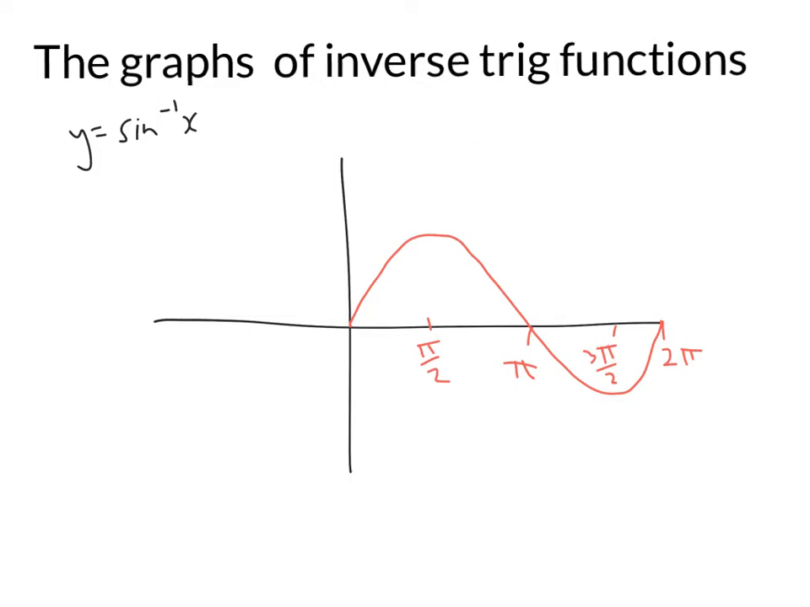We can make it one-to-one by restricting the domain. To do that, we want to make the domain as large as possible. So from 0 to pi over 2, that's one-to-one. For every x value, there's only one y value. But once we get past pi over 2, it starts repeating itself. So this bit would have to be discarded, because it's not one-to-one for all of that.